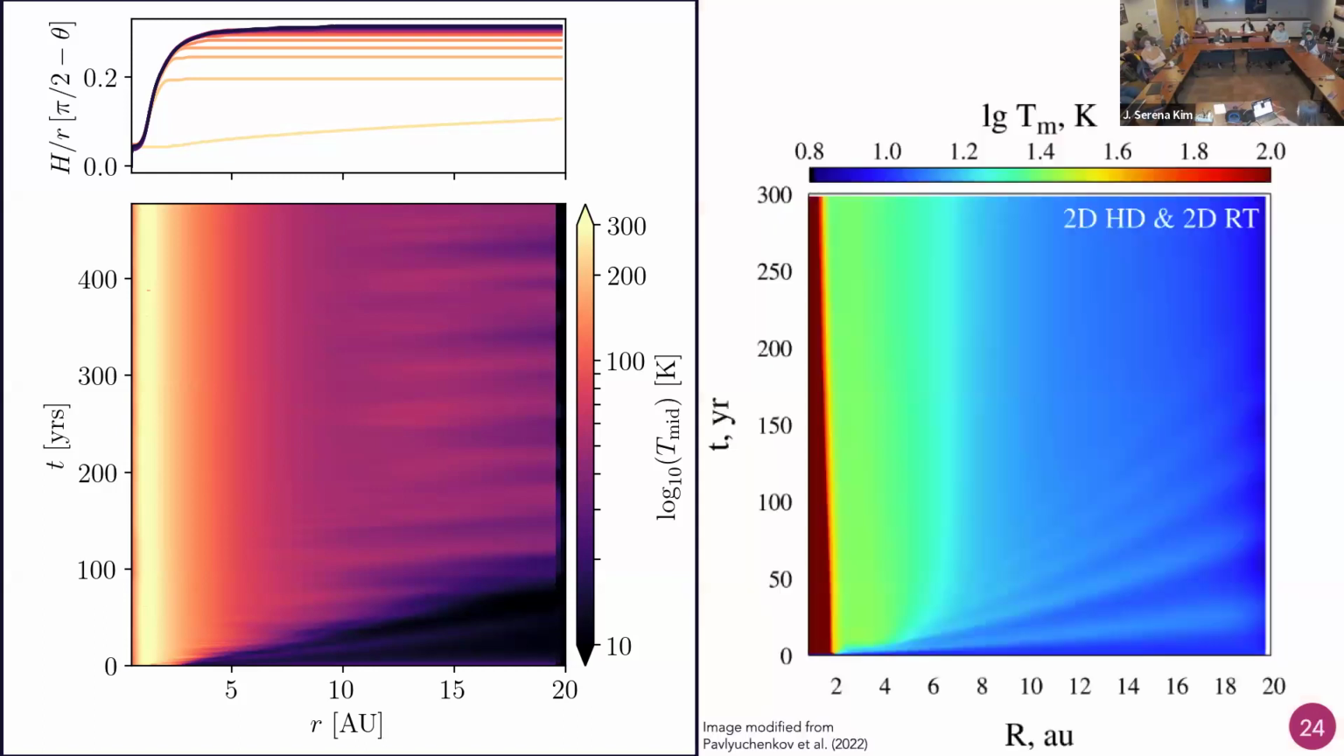And for comparison, this is the commensurate plot from the Pavlyuchenkov paper. They also have this really highly irradiated rim, which we think casts this humongous shadow through the entire domain.